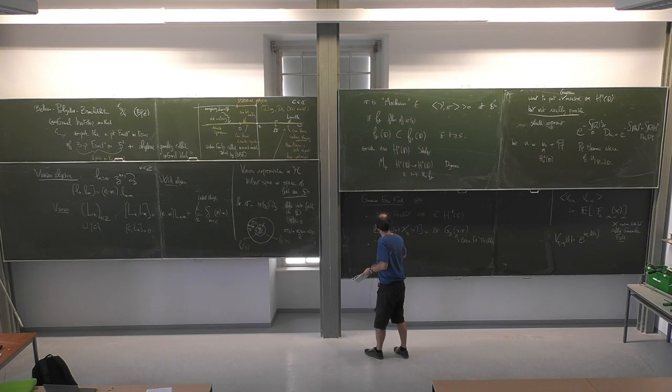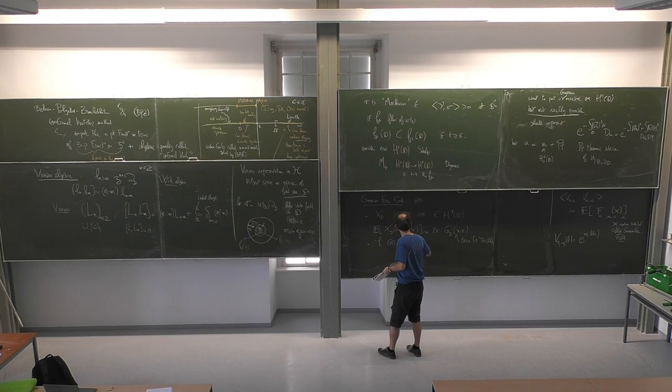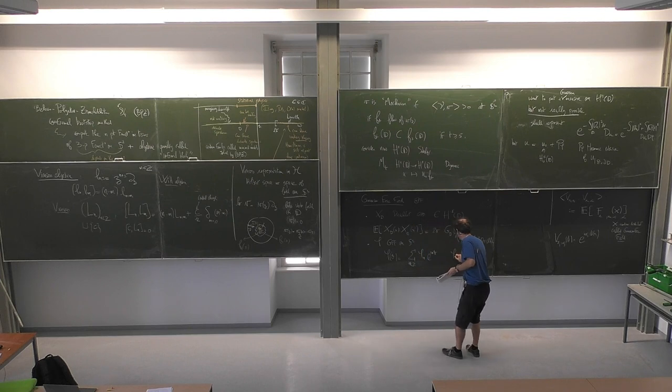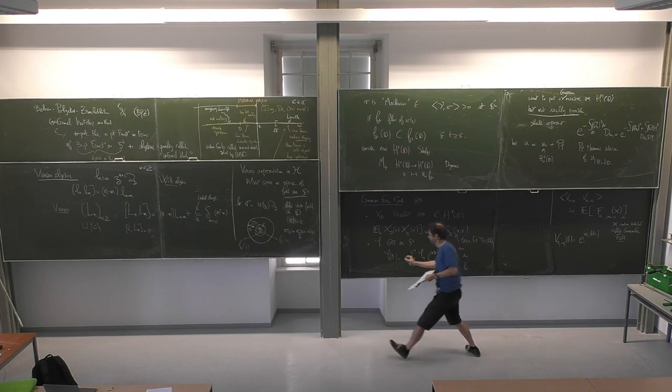And now the Gaussian free field on the circle, on S1, the way I want to define it, I want to define it as a random combination of Fourier modes, where phi n for n positive, phi minus n is equal to phi n bar. So it's real, this is real valued.